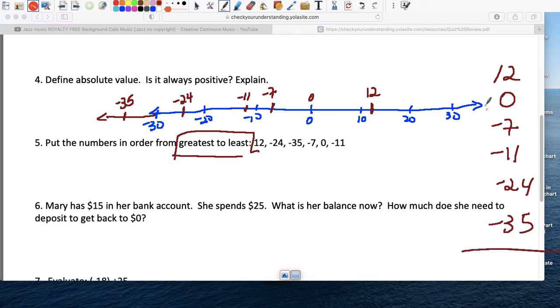Right? So if you look at it vertically here, that also makes sense. Think about temperature. The further up you go, the warmer it is, and the further down you go, the colder it is, and that gives you another way of looking at those numbers.